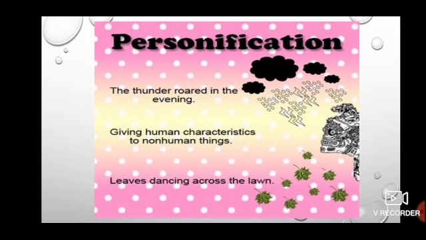Leaves dancing across the lawn. So whenever it starts raining, the leaves will be dancing, the trees will be dancing. Does it happen, children? Do they leave their place and dance? No, nothing at all. Just an explanation. By this example, it will be clear.